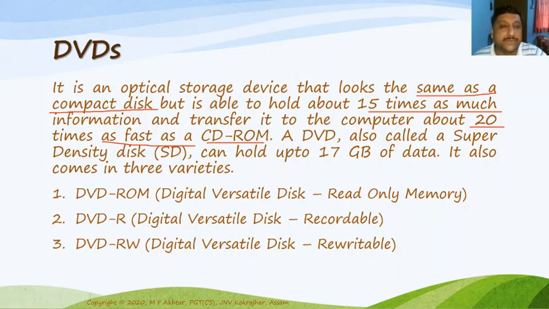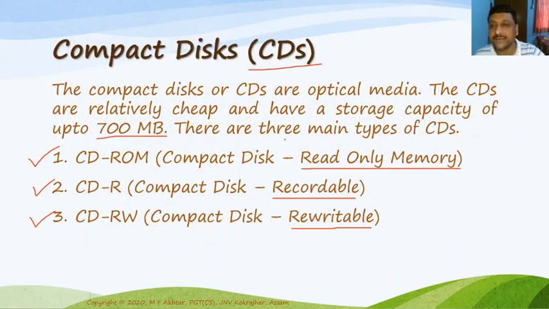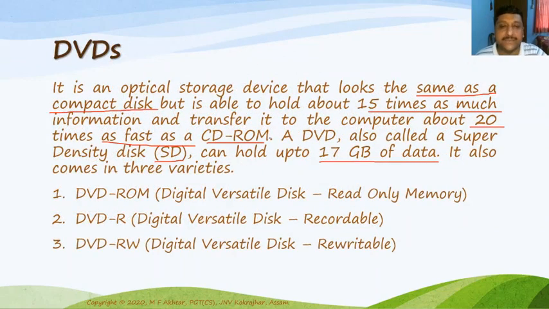A DVD is also called a super density disk, SD, and can hold up to 17 GB of data. You can see here compact discs can store up to 700 MB, but in DVDs we can store up to 17 GB of data. It also comes in varieties: DVD-ROM, DVD-R and DVD-RW.